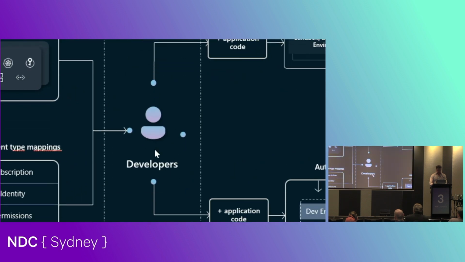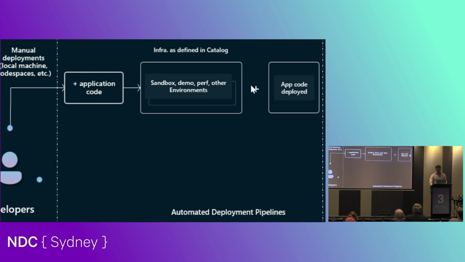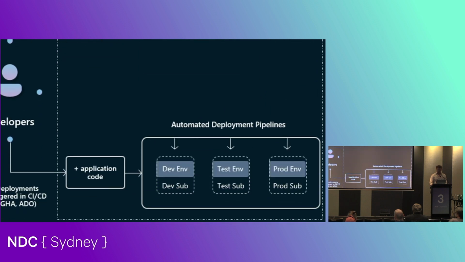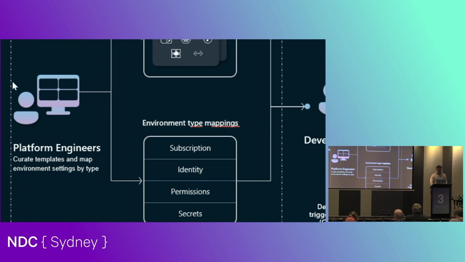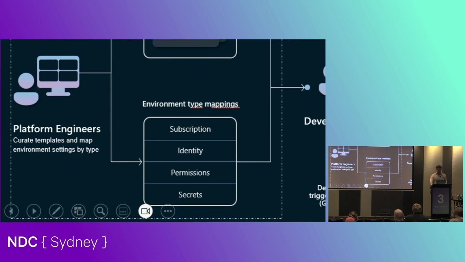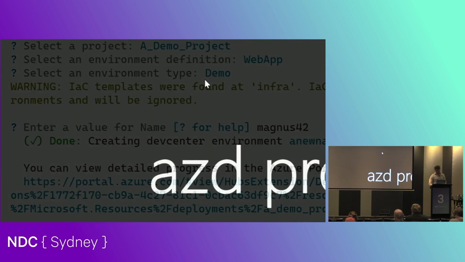You have a developer here in the middle. The developer wants to get my application and code into some infrastructure and get that set up in some environment somewhere, and I get my thing deployed, preferably using automation, because that's cool, right? But here you have the platform engineer, and the platform engineer sets up the identity, the subscriptions, the permissions, the secrets, and these things.